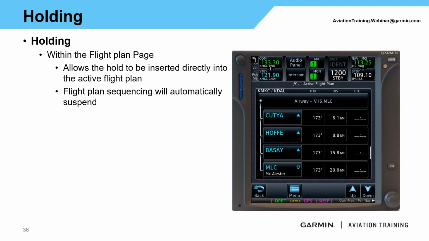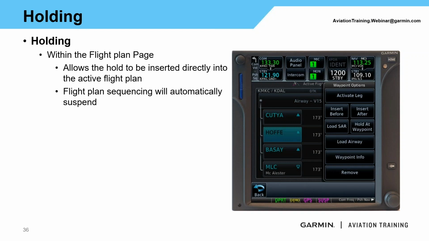So within the flight plan page, we can hold at any waypoint that is in the database. So we could put it in the flight plan and hold at it. That includes user waypoints. So we just touch the fix on a touch-based system. In this case, we're going to touch HOFI. The GNS 430 and 530 do not have holds, but on the G1000, most software versions have it. And we just touch HOFI or highlight it with your cursor and press the menu button. Here we have on the GTN, the hold at waypoint option.